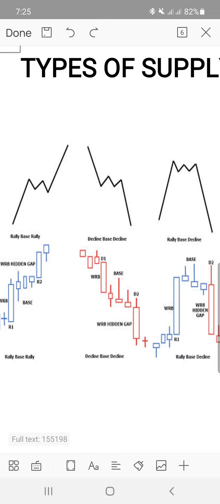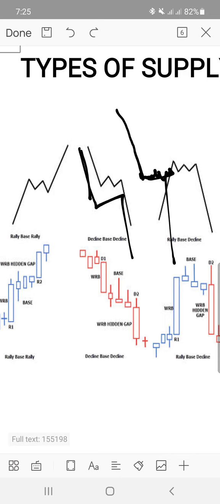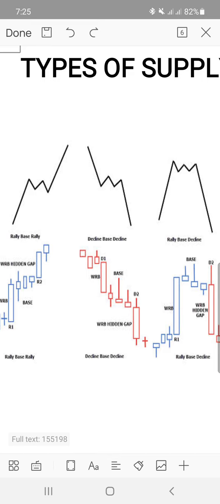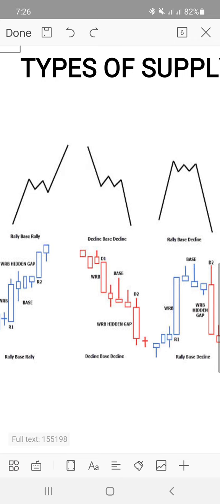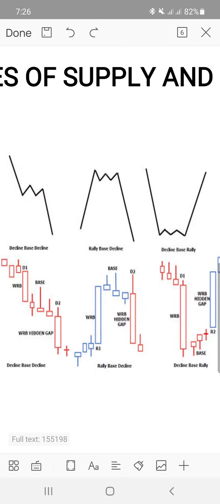We have the drop-base-drop, which is this: the market sells, then it ranges for some time, then it continues selling. Like you can see in this diagram, drop, base, drop. That's to say the market sells for some time, right? Ranges, then continues going down. Or even if it doesn't range, it gives a confirmation candle for sell, then it continues to go down. We call that point a base. We mark it out.